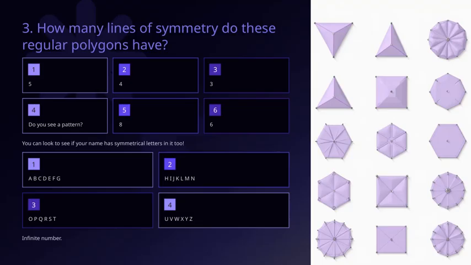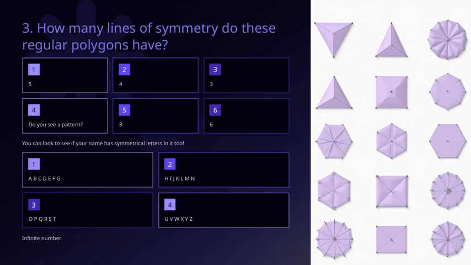Let's explore the question, how many lines of symmetry do these regular polygons have? Some have just one, like certain triangles, while others, like squares, have 4 lines of symmetry. Notice the pattern here. As the shapes become more complex, the number of symmetry lines can change, but sometimes they follow a clear pattern, which helps us understand their structure better.